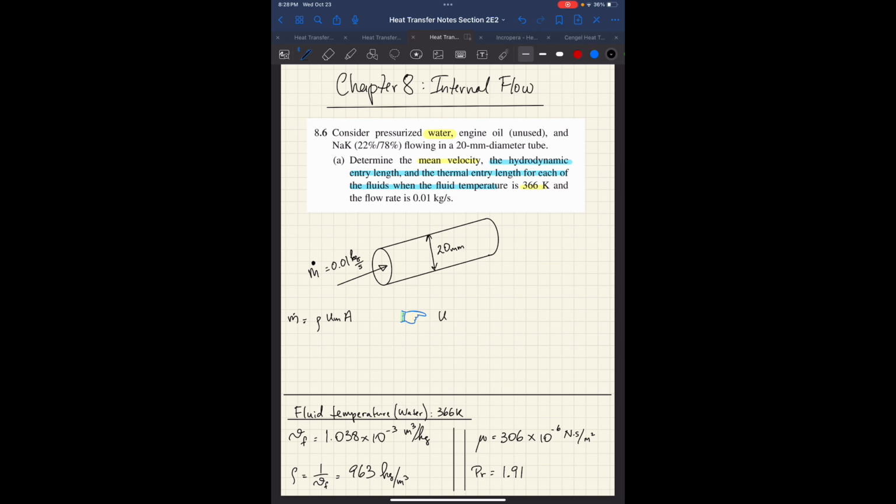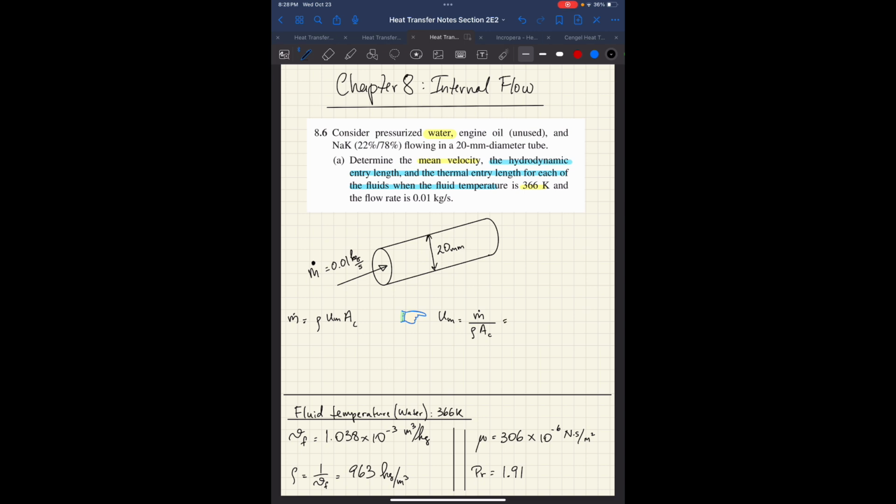So now you can solve for the mean velocity, u_m. That's going to be m dot over rho times A. Now, I should note that the A that we're referring to here is the cross-sectional area through which the fluid is flowing. So, cross-sectional area of flow, like so. Okay?